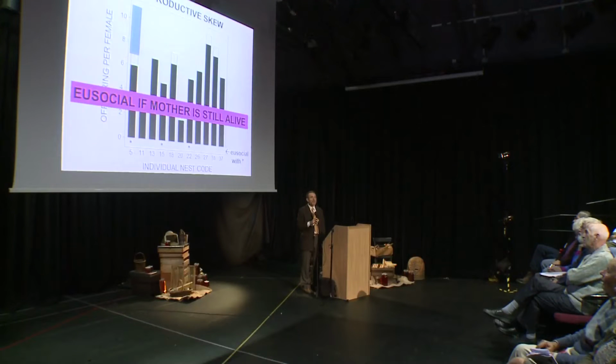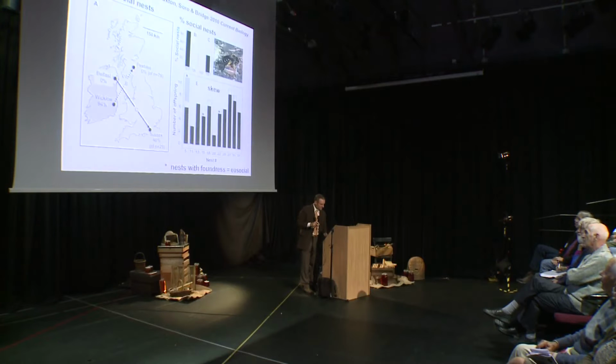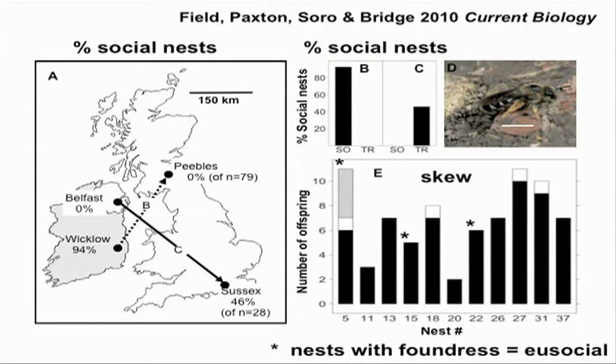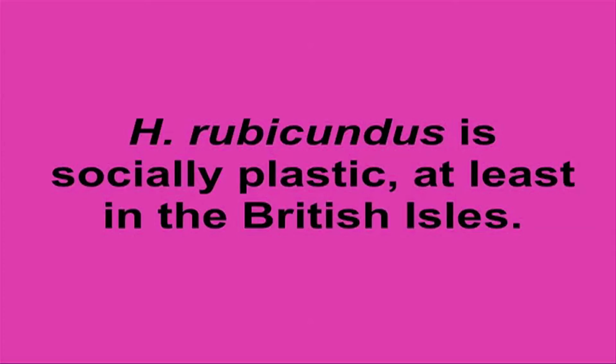So there we've got Belfast bees, solitary bees, living at or not far from Sussex University, and they become eusocial, or at least 46% of the bees became eusocial. So purely environment, not genes in this case. So it seems, at least in Britain, it's socially plastic.